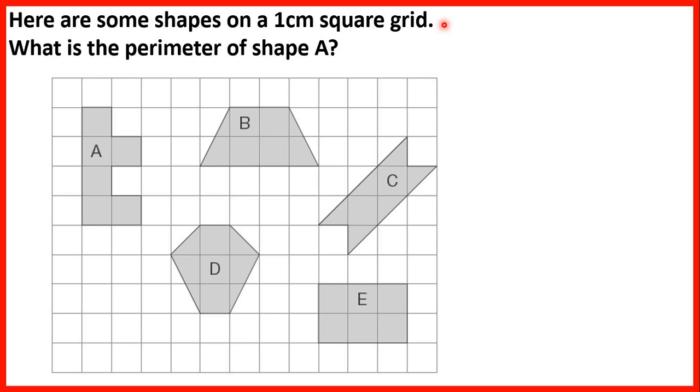Here are some shapes on a 1 centimetre square grid. What is the perimeter of shape A? So we have shape A here, and we can remember that the perimeter is the total distance around the outside of a shape. So we have 1, 2, 3, 4, 5, 6, 7, 8, 9, 10, 11, 12, 13, 14 squares. And it's a 1 centimetre square grid, so the perimeter is 14 centimetres.